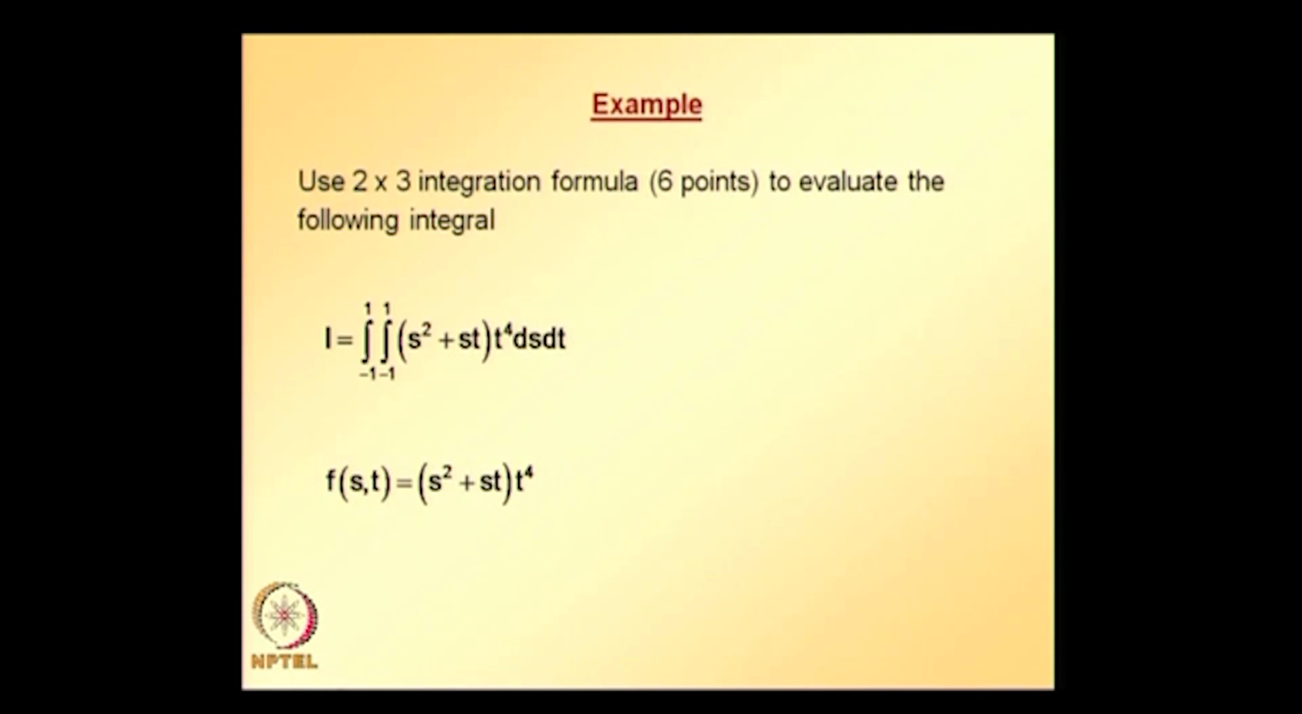So, applying the 2n minus 1 rule that we have for deciding how many points we need to use in the s direction and how many points we need to use in the t direction, 2n minus 1 is equal to 2 results in n is equal to 1.5, which can be rounded off to 2, and 2n minus 1 is equal to 5 results in n is equal to 3. So, we need to adopt 2 integration points in the s direction and 3 integration points in the t direction to evaluate this integral exactly. So, that is what is asked to use, that is 2 by 3 integration formula.